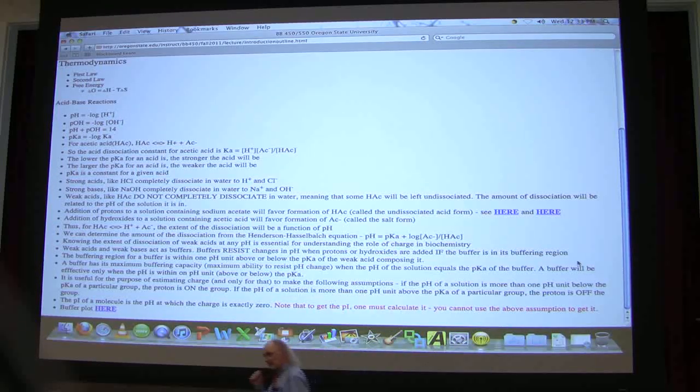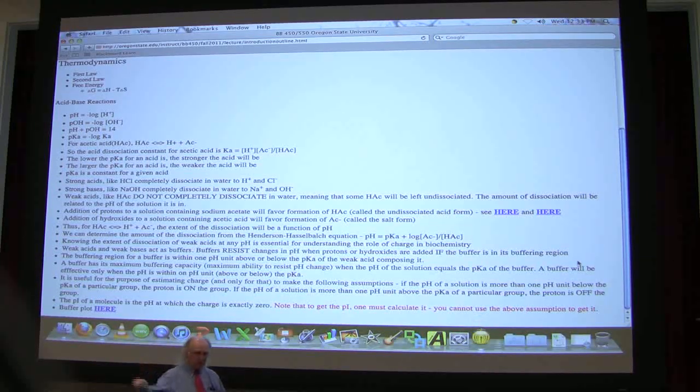Yes, Connie? So just to clarify, did you say if a buffer is 0.1, then salt plus acid equals 0.1? If I say a buffer is 0.1 moles, if I said I had 0.1 moles of buffer, then salt plus acid would equal 0.1 moles. That's correct. Okay? Make sense?